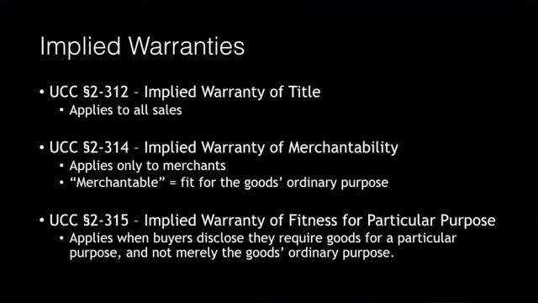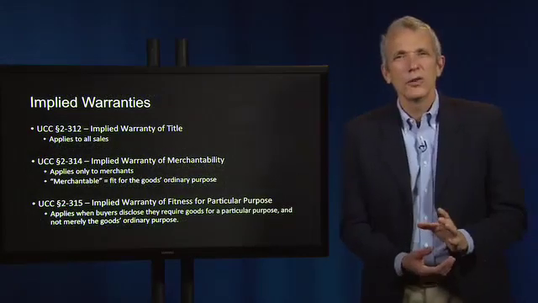Section 2.315 explains that there is an implied warranty the goods will be fit for that particular purpose, where the seller at the time of contracting has reason to know any particular purpose for which the goods are required, and that buyer is relying on the seller's skill or judgment to select or furnish suitable goods.